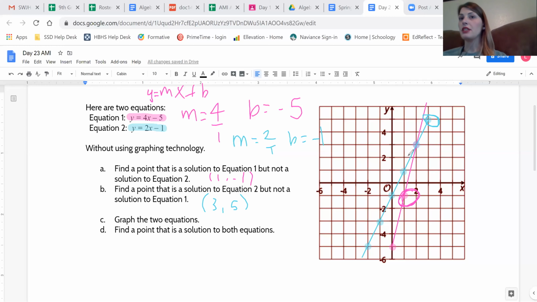We've already graphed the two equations, and it says find a point that is a solution to both equations. We've already talked about this, but there's only one solution because the slopes are different. I'm just going to circle that, and it's going to be the point 2, 3.